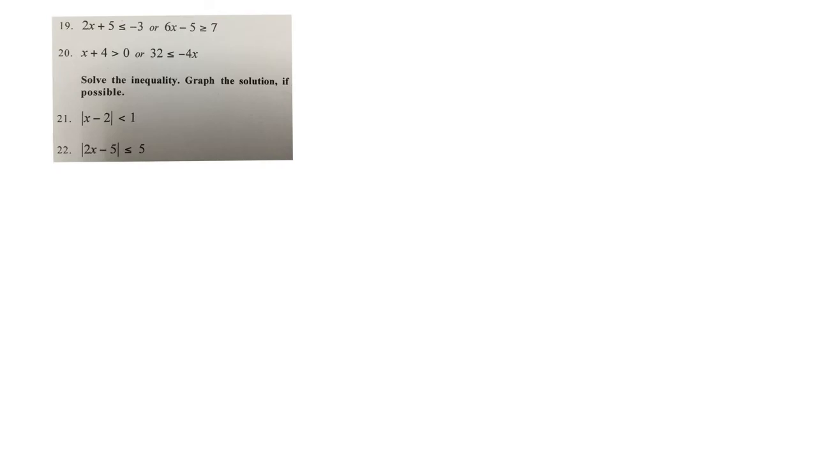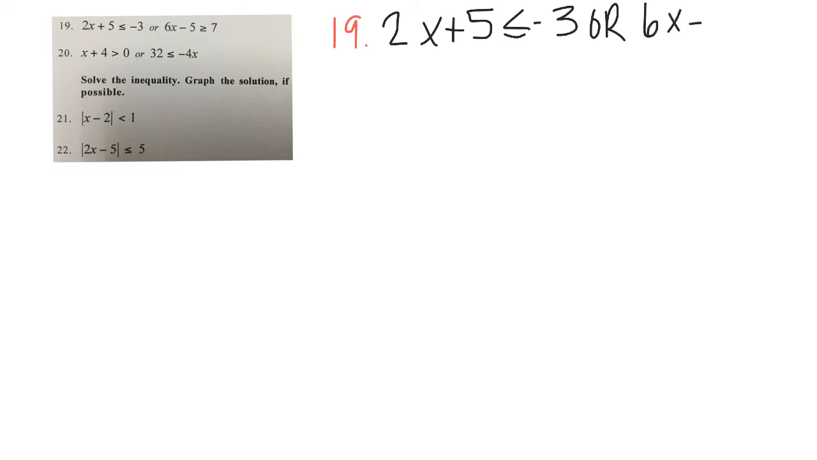All right, so number 19 is an or compound inequality. We solve those just as two separate equations, and we put them both on the number line. Now, or doesn't have to be in the same place at the same time. It can be one or the other. That's 6x minus 5 greater than or equal to 7. So we're going to solve this equation separately.